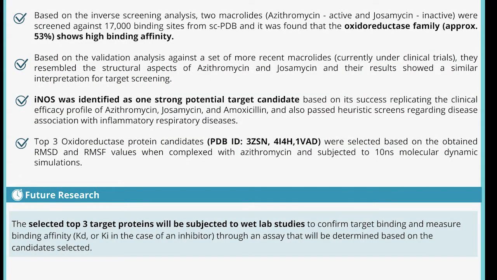In terms of future steps, these three shortlisted oxidoreductase protein-macrolide complexes will be subjected to wet lab studies to determine their efficacy and activity for mucus hypersecretion.